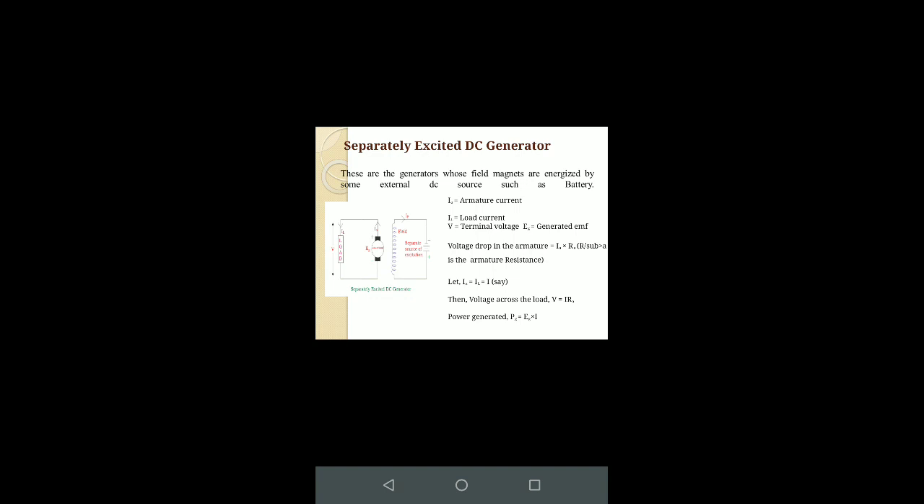Let us say that IA equals IL equals I. Then the voltage across the load will be V equals EG minus I into RA, from Ohm's law. Thereby the power generated, PG, will be equal to the EMF generated at the armature, EG into I.